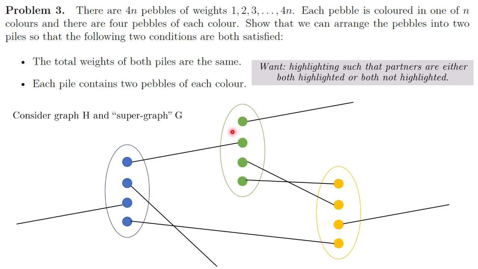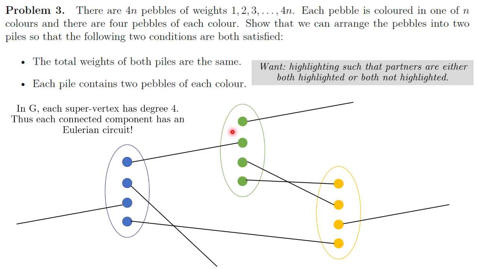Okay, so when we look at this supergraph G, we notice that each super vertex has degree 4. What this means is that for each connected component of the supergraph, we are able to produce an Eulerian circuit using the edges. An Eulerian circuit, if you recall, is a way to go around the graph so that we travel on each edge exactly once. And why is this useful?